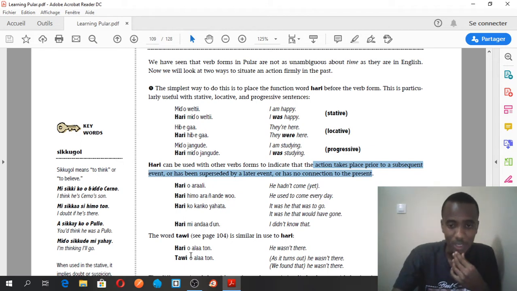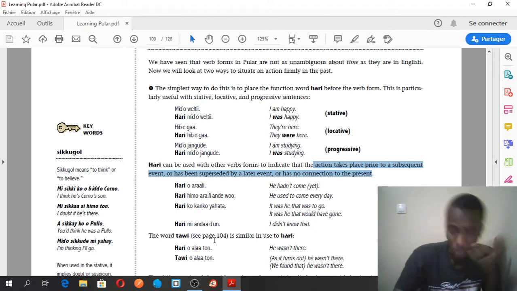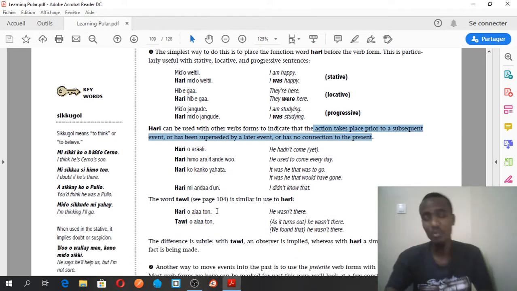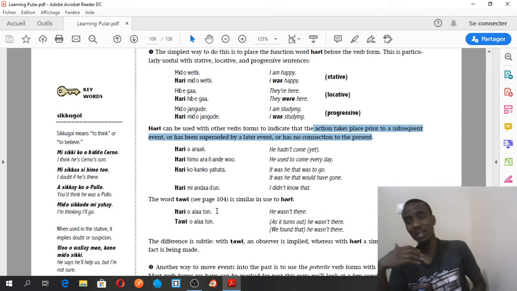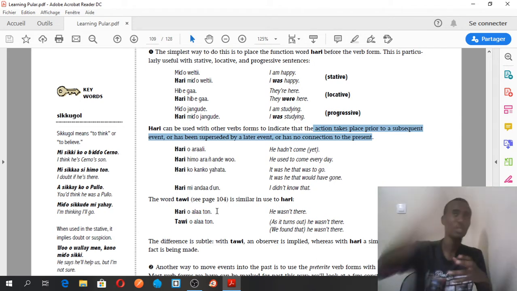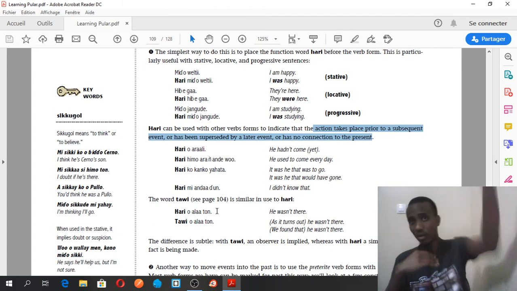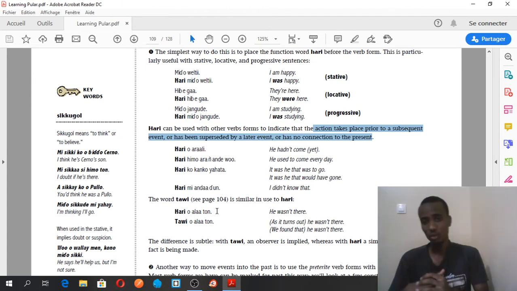The word tawi is similar in use to hari. Tawi and hari are almost the same. Hari o alatong. Tawi o alatong. But the difference is that with tawi, an observer is implied. For example, when my dad or my mom sent me to give something to my auntie, and then I come back and say, tawi o alatong. Miyehitong. I went there. Tawi o alatong. But she wasn't there. So tawi implies an observer.